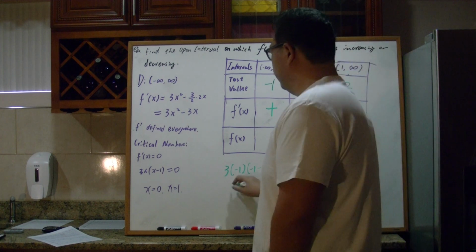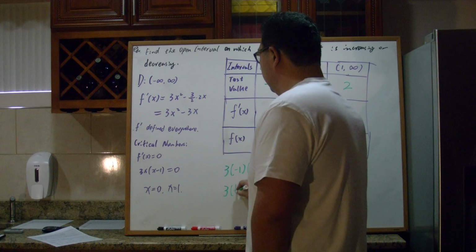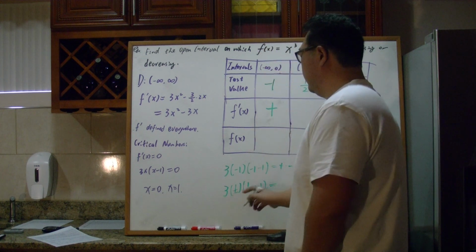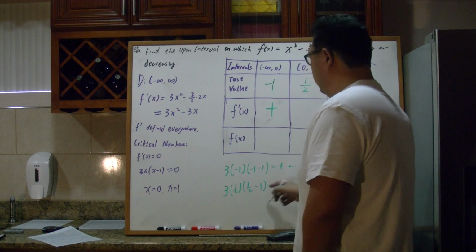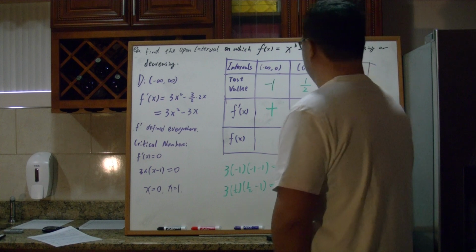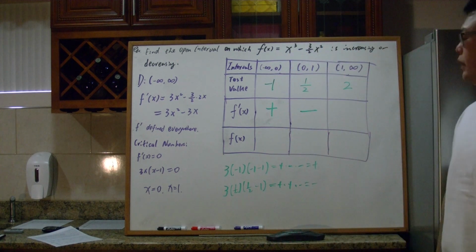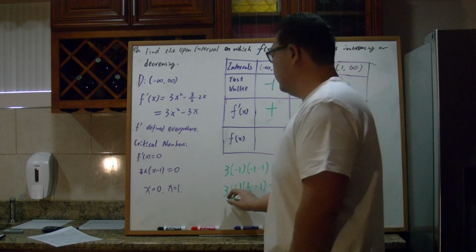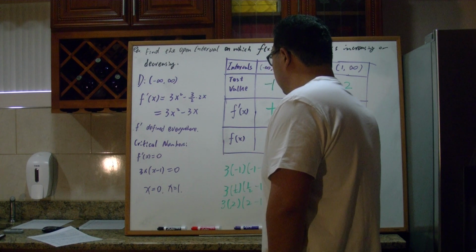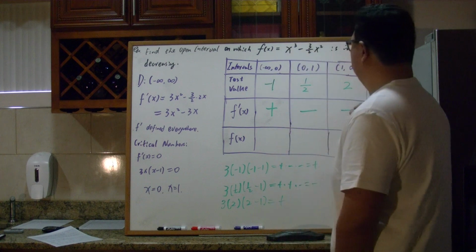And for 1/2, that's 3 times 1/2 times 1/2 minus 1. Hence, that is positive times positive times 1/2 minus 1, which is a negative, which yields a negative number, whatever the number is. Then the third one, to be 2, is all positive, to be clear, to get positive.